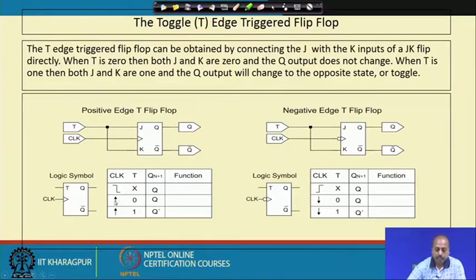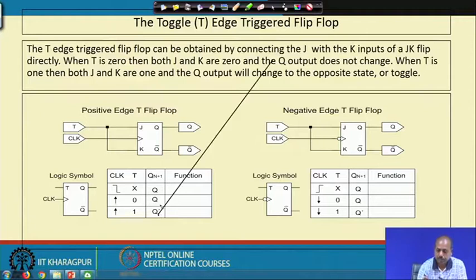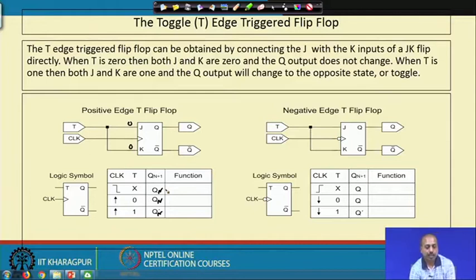So when the T value is equal to 1, then at the rising edge of the clock, Q n plus 1 will be equal to Q dash n, to be more precise. Whereas if the T value is 0, that means J and K both of them are getting 0, so the value will not change. It will remain as Q n, and if the clock is not active, that is it is high, low or making a high to low transition, then also it remains at the previous value. This way we can have this T flip flop made.